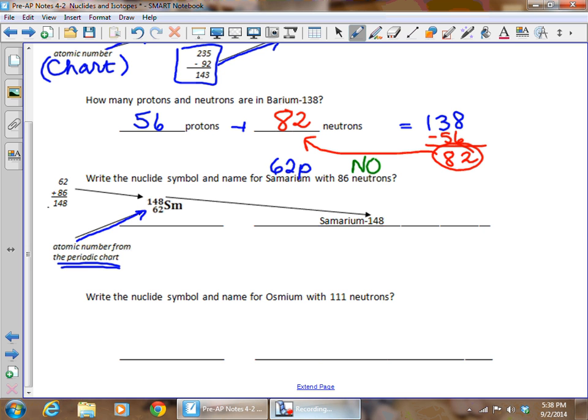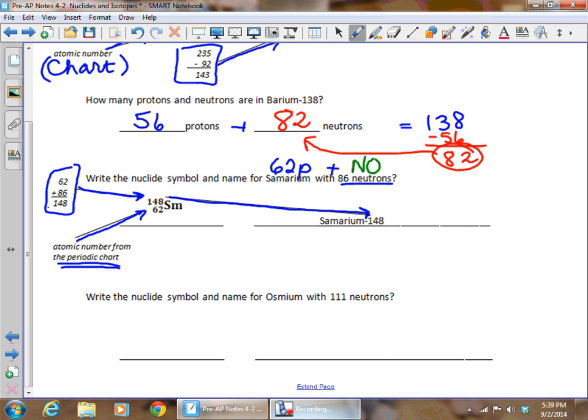Remember, the protons plus the neutrons has to give us our mass number. And when we add 62 plus 86, we end up with 148, and that's what goes in for that top number. Once we know that top number, the name is going to end with that, samarium-148.